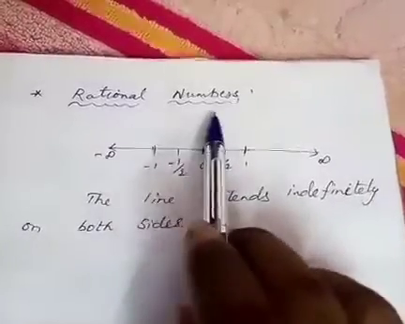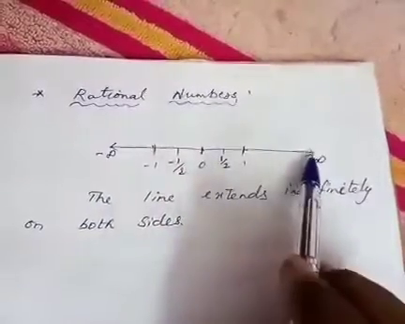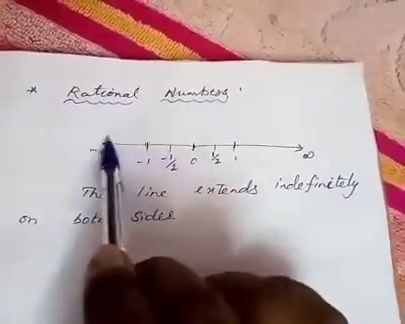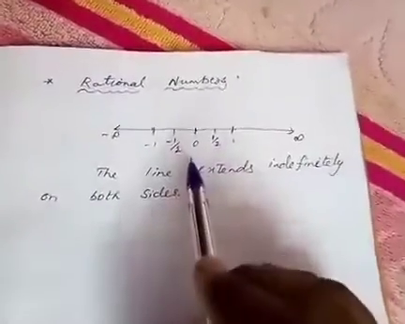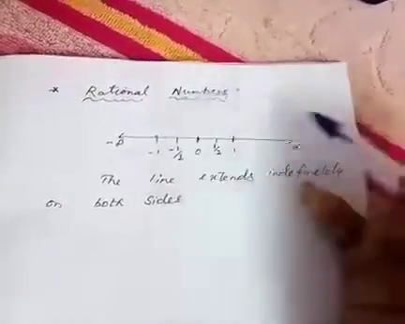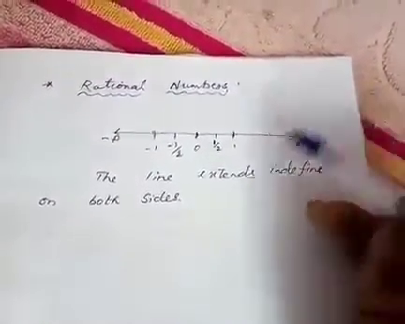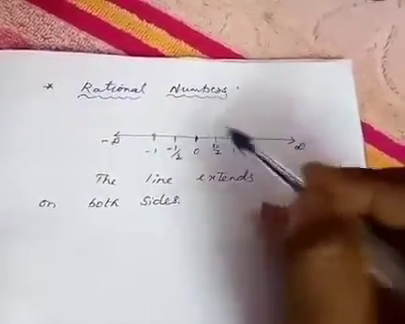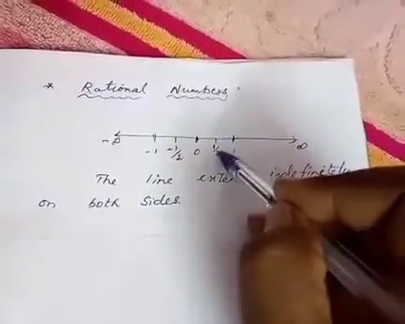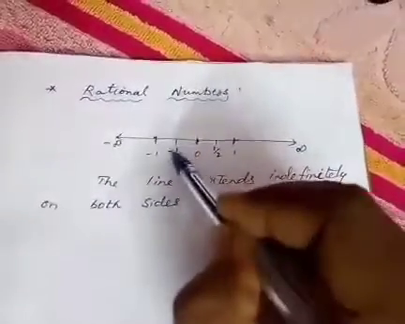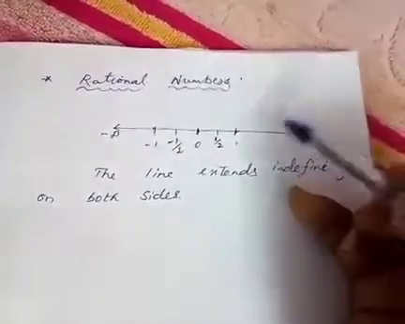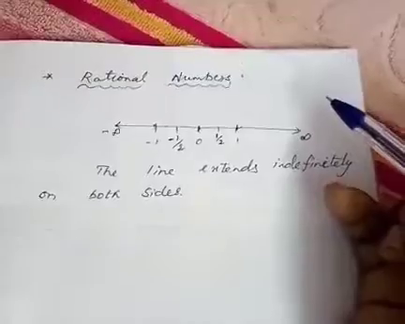Now, let us see the rational numbers. The line extends indefinitely on both sides. In rational numbers, between 0 and 1, so many numbers are there. Here, between 0 and 1 there is 1 by 2. Here, between 0 and -1 there is -1 by 2. In rational numbers, between any two rational numbers, there are so many numbers.